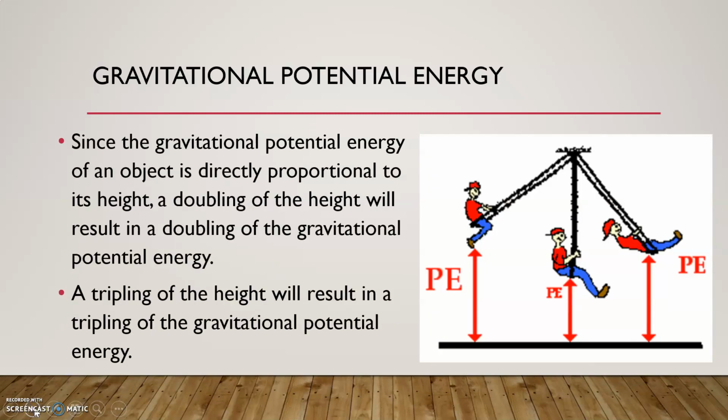So since gravitational potential energy is directly proportional to height, if you double the height, then you double the gravitational potential energy. If you triple the height, then you will triple the gravitational potential energy. So as you increase one, the other will increase as well. And you can look at this picture of a boy on a swing. As he is higher on the swing, he's going to have more potential energy, and as he's lower on the swing, he will have less potential energy.